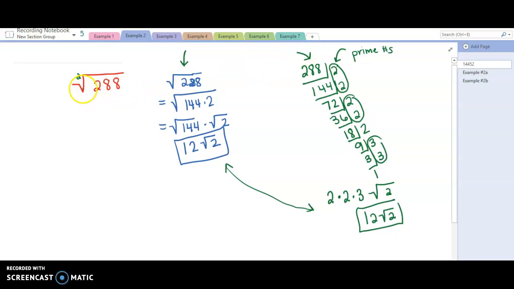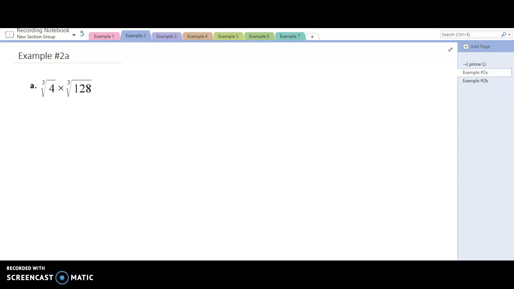When we talk about third and fourth roots, it would be the same thing, except rather than picking pairs, if we were doing cubed roots, you would find groups of 3. Or if we were doing fourth roots, you'd find groups of 4. But the process is still the same. All right, so let's go ahead and look at this now.